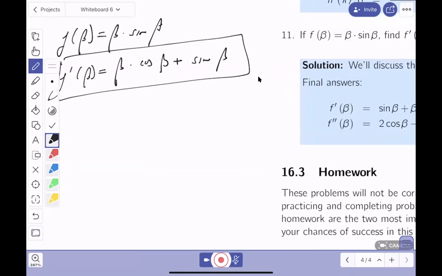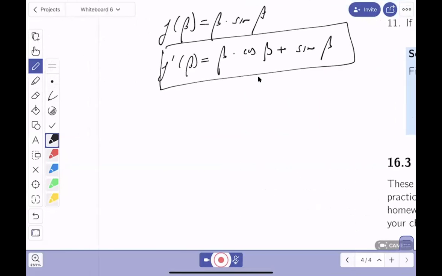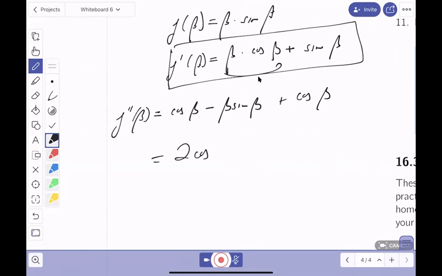I'm going to go back over here and see how we did. Well, they wrote a different order, but sine beta, beta plus cosine beta. We did pretty good there. Now what I'm going to do, f double prime. All right, let's go for it. Derivative of beta is 1, so cosine beta minus beta sine beta. I just did that over there. And then what do you get over there? Well, derivative of sine is cosine, right? So what do you get over here? 2 cosine beta minus beta sine beta.